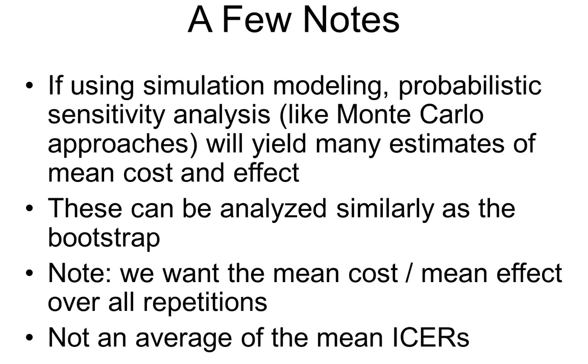A few notes. If we're using simulation modeling, probabilistic sensitivity analysis like Monte Carlo approaches will yield many estimates of costs and effects, and these can be analyzed the same way as we have analyzed the bootstrap. But note, we want the mean costs and mean effects over all repetitions. We don't want an average of the mean ICERs. So if we had 5,000 estimates, we'd calculate the mean cost, calculate the mean effects, and then divide those two. We wouldn't calculate the ICER for each one and then average the ICERs.